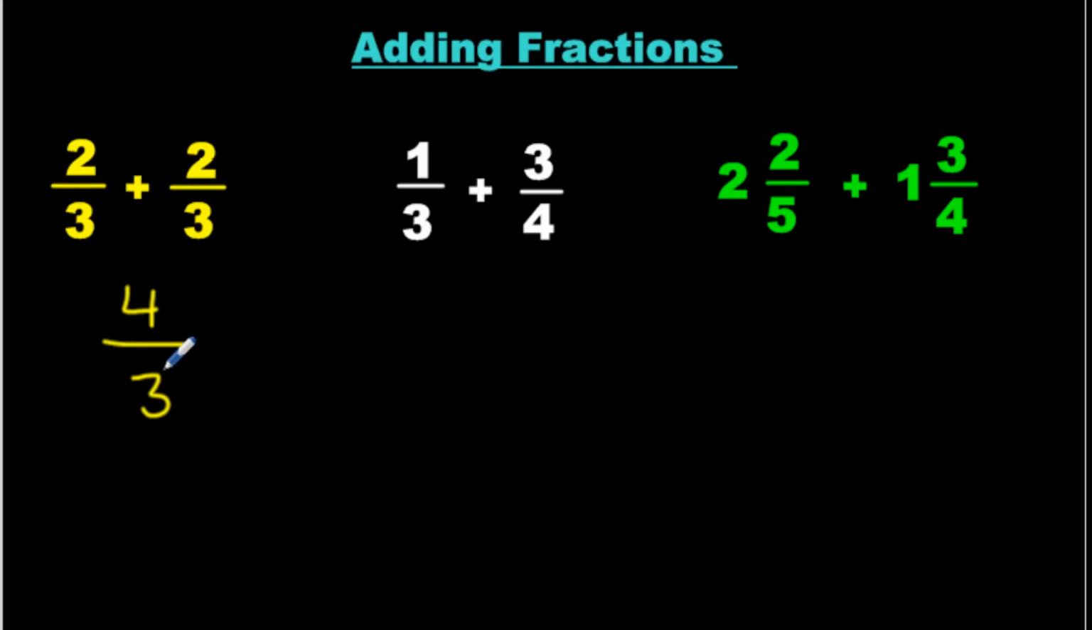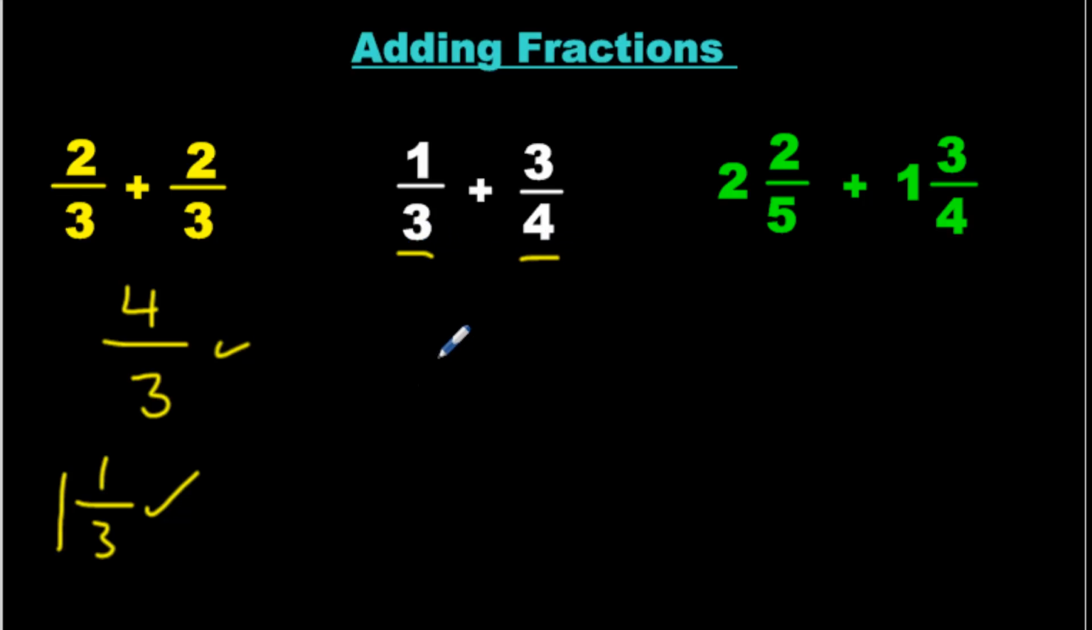Now we can convert this to a mixed fraction if we need to, and that would become, let's see, 3 goes into 4 one time, and that leaves 1 left over 3. And we can check that by going like this. Multiply these two and add the last number. 3 times 1 is 3, plus 1 more is 4. So we get that back, which means we did it correctly. They match.